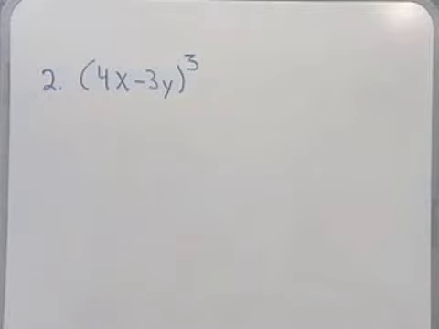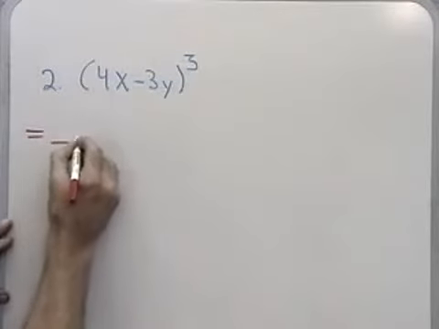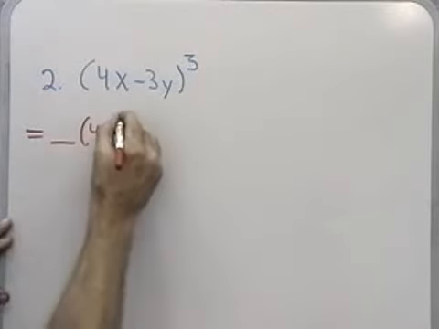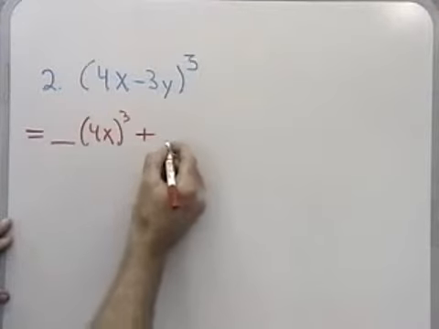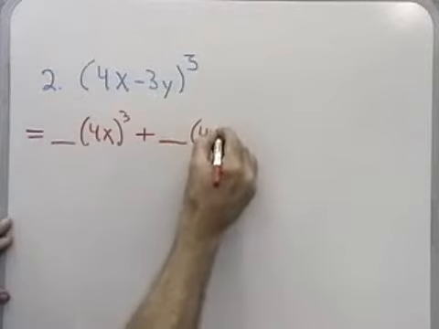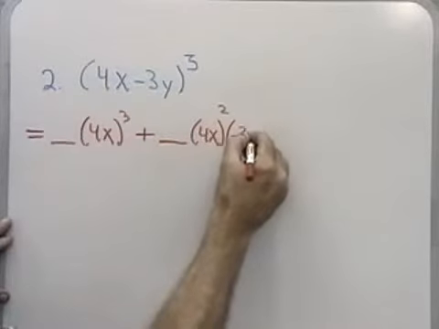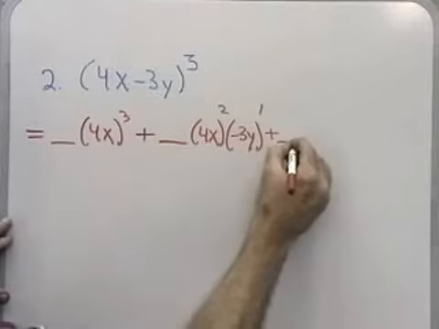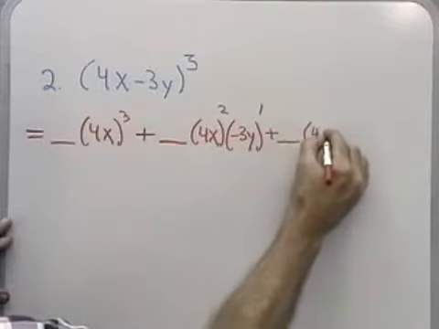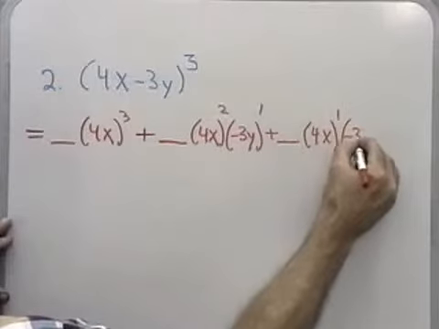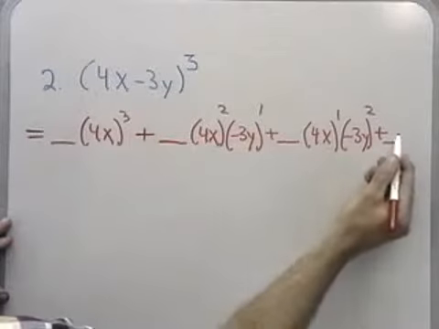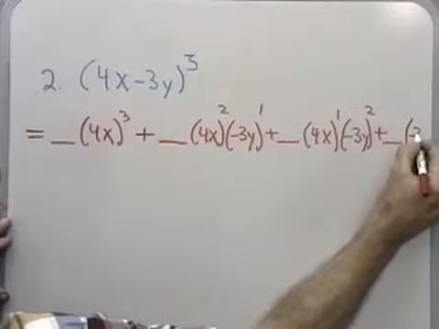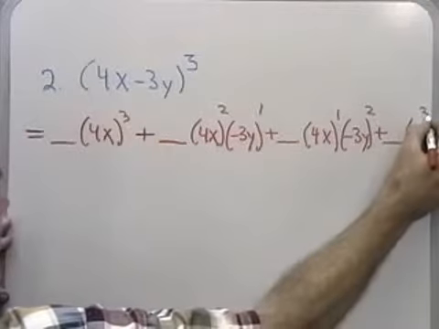Number 2, I have 4x minus 3y, that quantity, to the 3rd power. So I'm going to expand this. This is going to be some number times 4x to the 3rd power times negative 3y to the 0. I'm not going to write that because I know that will be 1. Plus some other number, 4x to the 2nd power, negative 3y to the 1st power. Plus the coefficient, 4x to the 1st power, negative 3y to the 2nd power, plus the coefficient 4x to the 0 power, which is 1. I won't write that, so negative 3y to the third power.